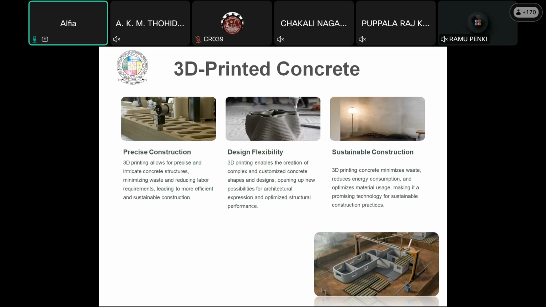Another innovative technology in practice these days is 3D printed concrete. In this, a computer controlled robotic system is involved to deposit layers of concrete material following a predetermined digital design. Okay, so in this, what we do, we give the data of the desired design to the computer system, and it uses the machine to print the concrete, like we can see here. So with this, we can have the desired shape with minimal wastage, which again helps in more efficient use of the material, ultimately leading to sustainable construction.